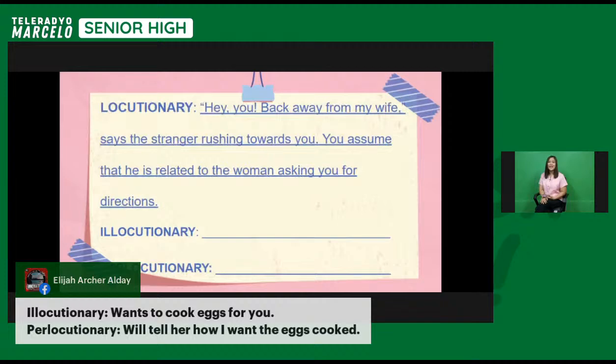And the fifth and last question for today is the locutionary speech act: "Hey, you, back away from my wife."